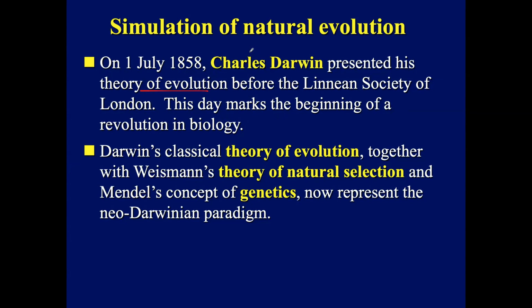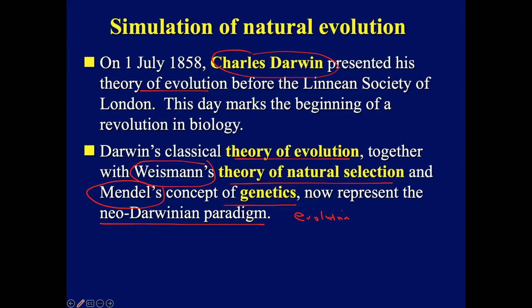It was not only Darwin who was coming up with new ideas. There were other people, somebody called Weismann and also Mendel. They came up with a number of ideas. Those new ideas, including Darwin's classical theory of evolution, together with Weismann's theory of natural selection, and Mendel's concept of genetics, at that time represented what is called the neo-Darwinian paradigm, the paradigm that is completely associated with evolution. Previously, biology had been understood in other ways, but now these people had come up with these ideas around evolution with several concepts.